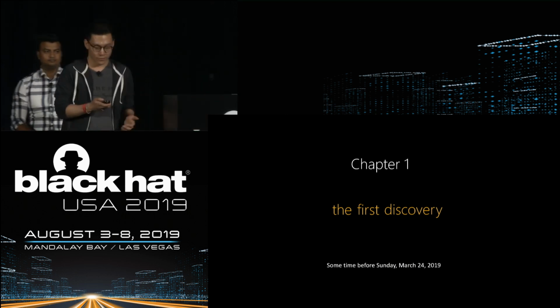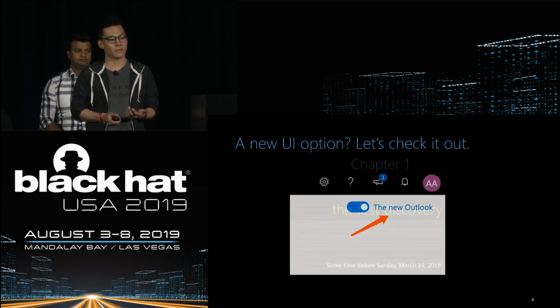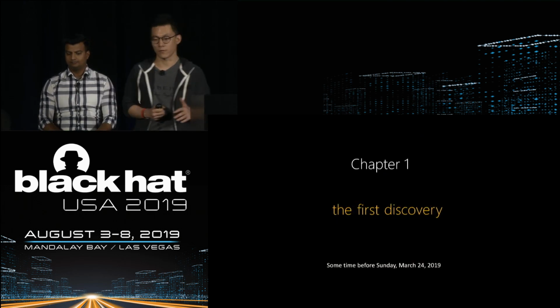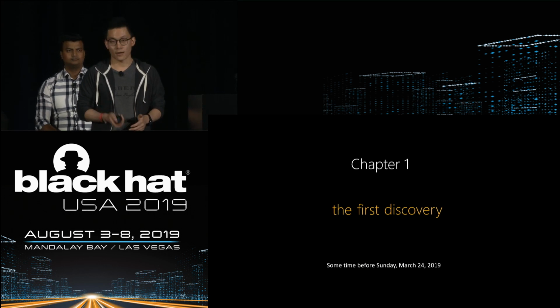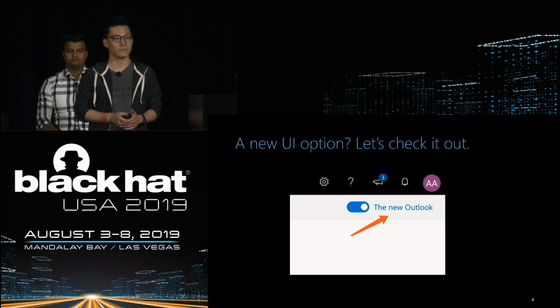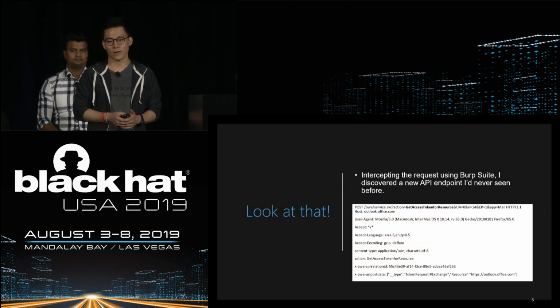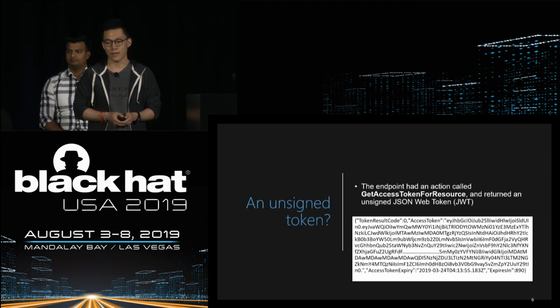Okay, let's get into it. The first discovery was sometime before March 24th this year. One day I found there's a new switch on the Outlook Enterprise Service that lets the user switch to the new UI. After I switched to the new UI, I used a browser to intercept the request, and I found a new API endpoint that I had never seen before, with an action called get access token for resource. That sounds pretty interesting. It might be doing some kind of token exchange or session exchange work.